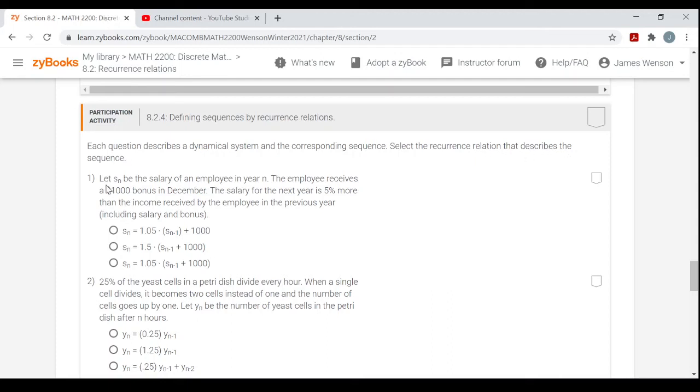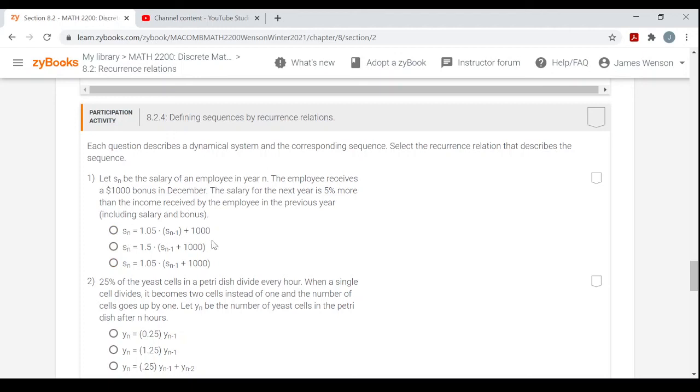All right, so here it says, let Sn be the salary of an employee in year n. So n is the year number. The employee receives a $1,000 bonus in December. The salary for the next year is 5% more than the income received by the employee in the previous year, including salary and bonus. So, which one of these rules describes this situation? So, remember they said the salary for the next year is 5% more than the income received in the previous year, including the bonus.